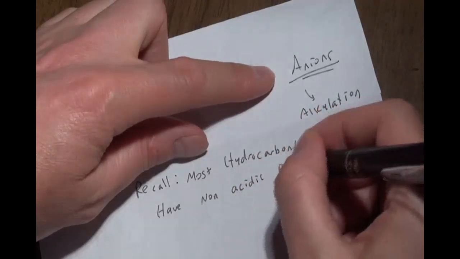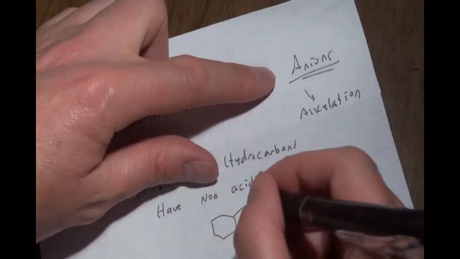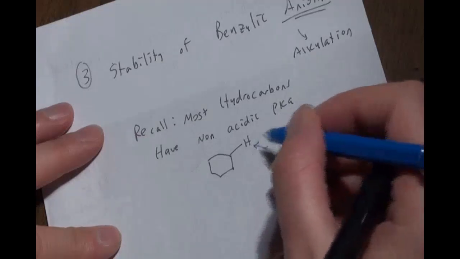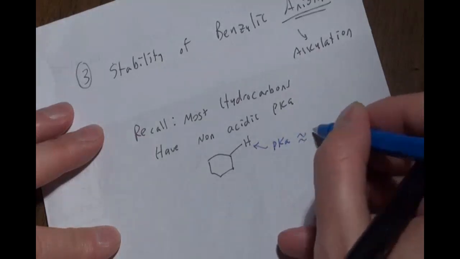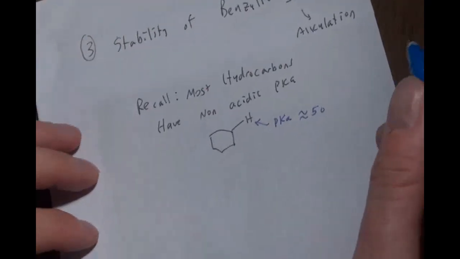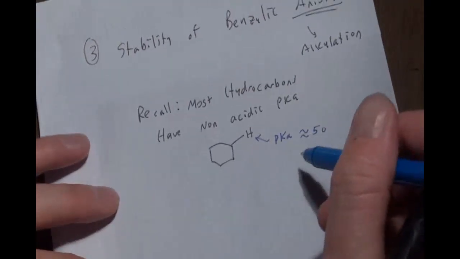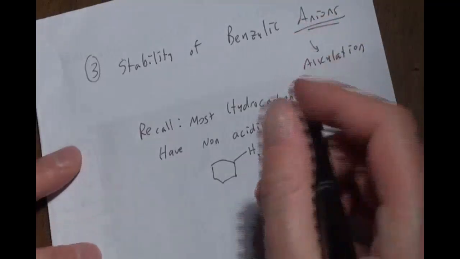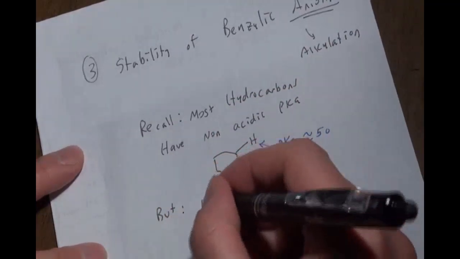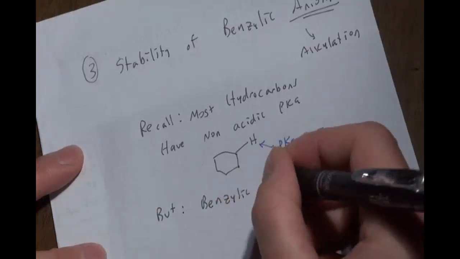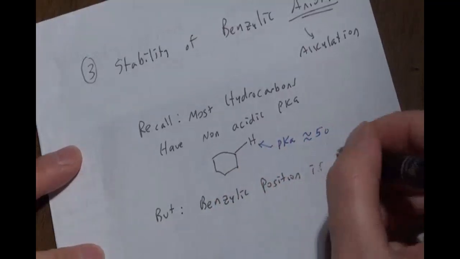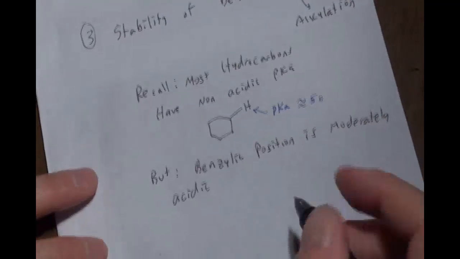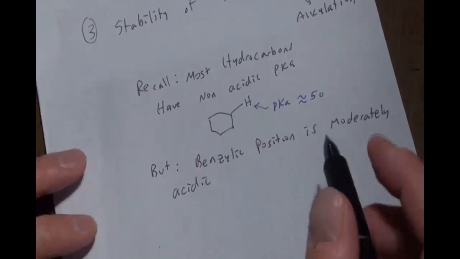So if I draw cyclohexane, and I think about the pKa of it, because it could maybe be deprotonated by a base, and the way we measure that is pKa, and it's like 50 or 60. So it's a huge number, very, very non-acidic. There's not a base in the universe, to our knowledge, that will deprotonate cyclohexane. But the benzylic position is moderately acidic. And that's because when you deprotonate the benzylic position, it's a resonance stabilized carbanion.